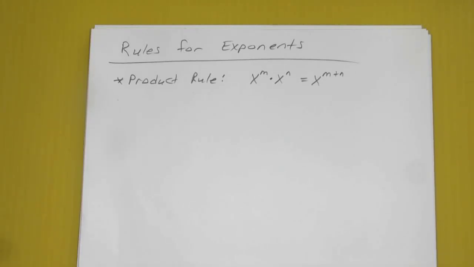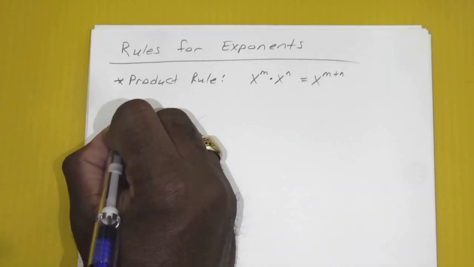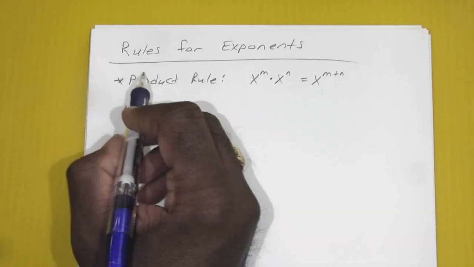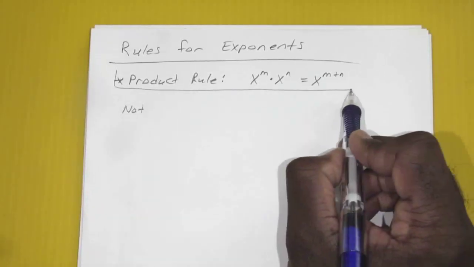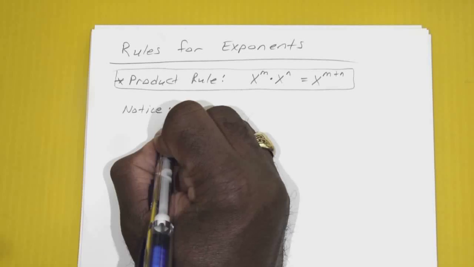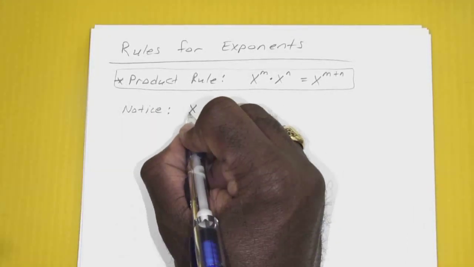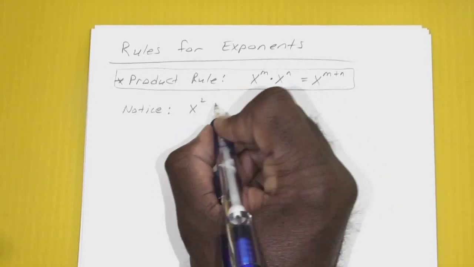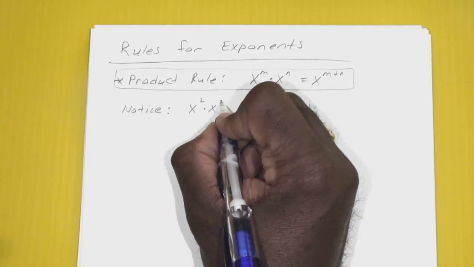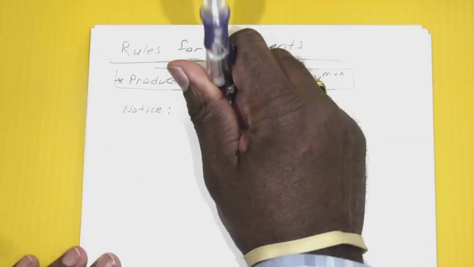Okay. Now, the drawn out reason for that, this is all you're really going to have to remember. Let's say if you notice, if you have x to the second power times x to the fifth power. Let me clean that up a little.